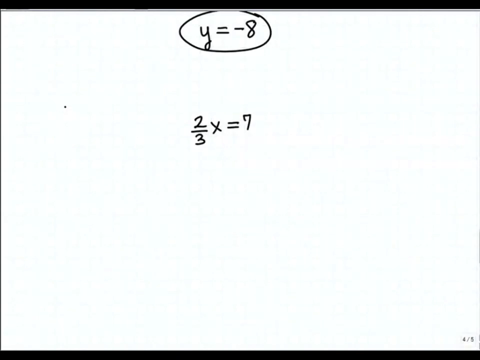Another way you can think of this is 2x over 3 equals 7. So we have a division situation going on here. Remember, if I have division, what's the inverse operation for division? Multiplication. Okay, so I'm going to show you how we're going to use multiplication to solve equations that have a fraction in front of the variable.